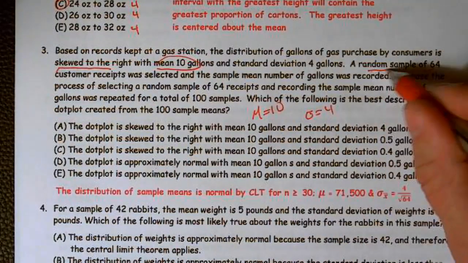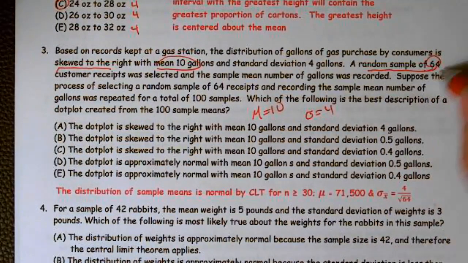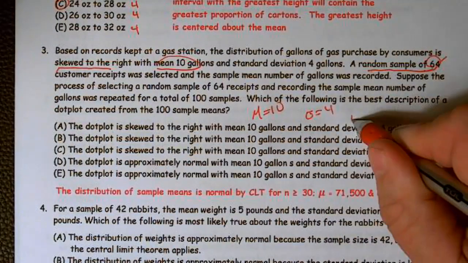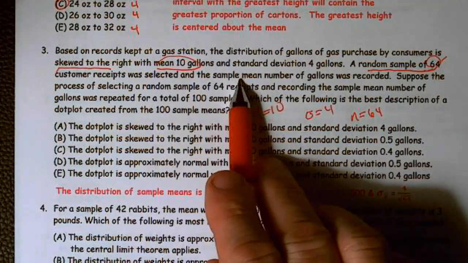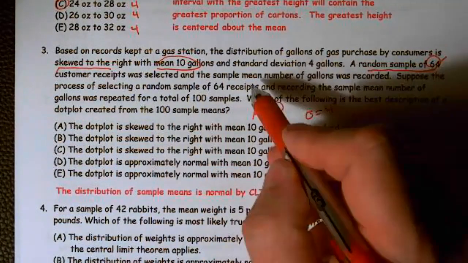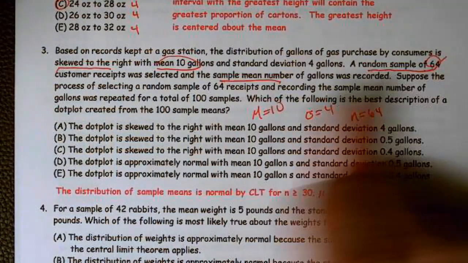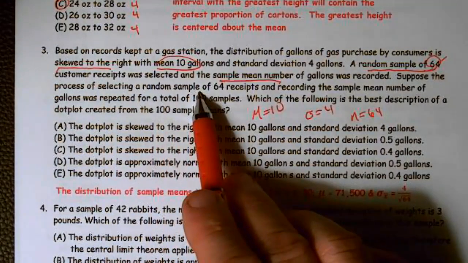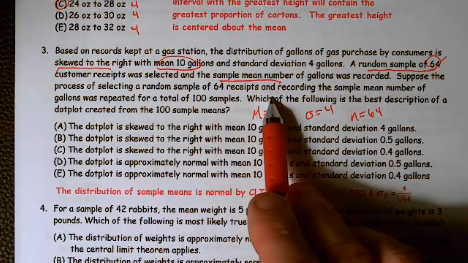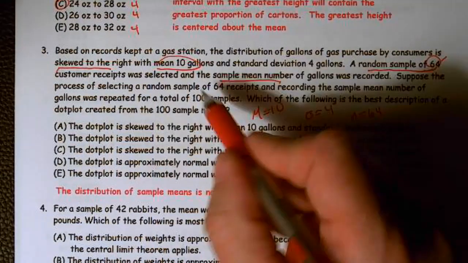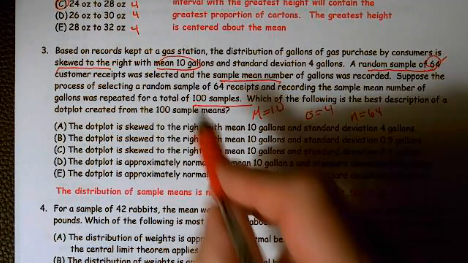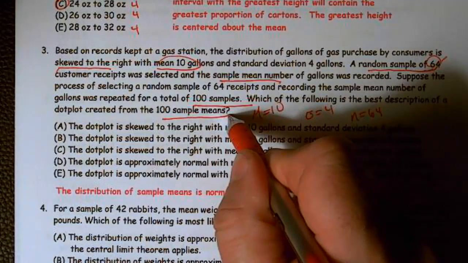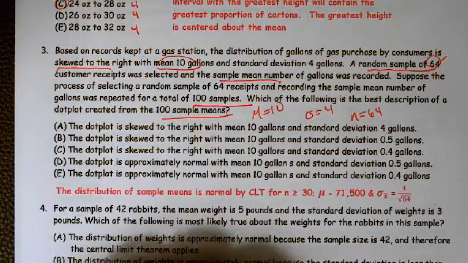Ooh, the random sample. This tells me my n, in this case, equals 64, was selected and the sample mean number of gallons was recorded. Suppose the process of selecting a random sample of 64, so there's that random sample again, and recording the mean is repeated for a total of 100 samples. Which of the following is the best description of the dot plot created from the sample means? All right, so we're talking about the sample means.